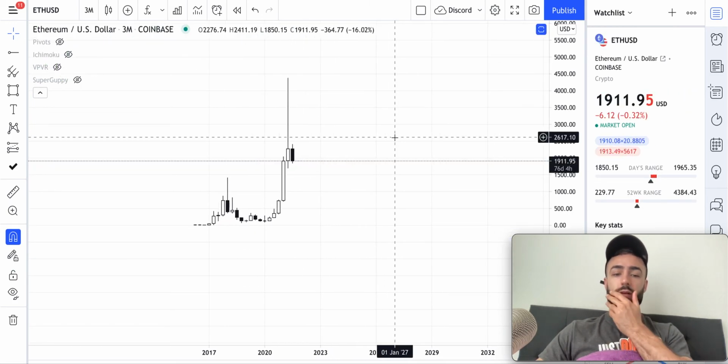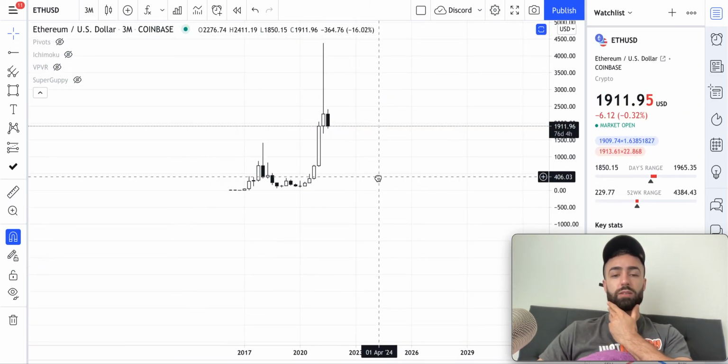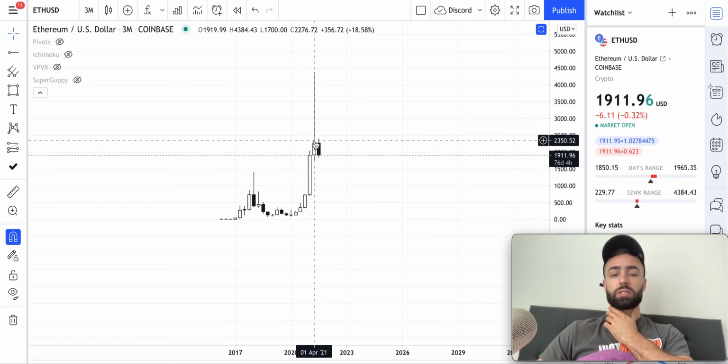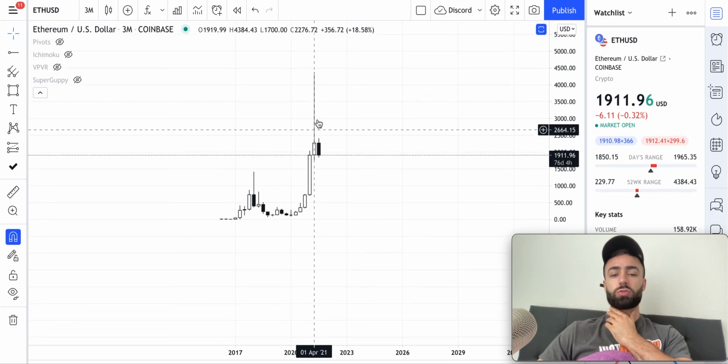All right, let's look at Ethereum. So Ethereum from the 3-month perspective here, if we're just reading candlesticks, we can see that this last 3-month candle looks extremely bearish.